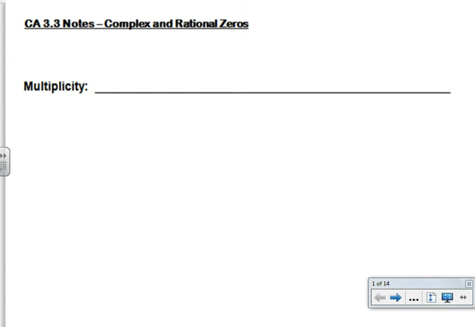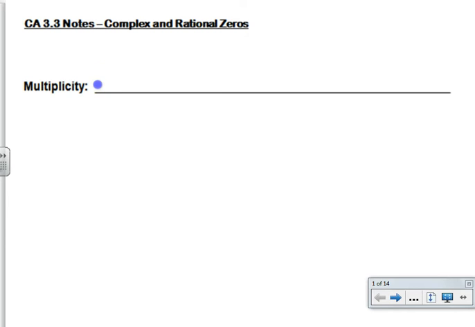Section 3.3 is covering complex and rational zeros of polynomials. We're going to have old topics come back, like long division and synthetic division, and a concept called multiplicity, which you briefly discussed when you were in Algebra 2.